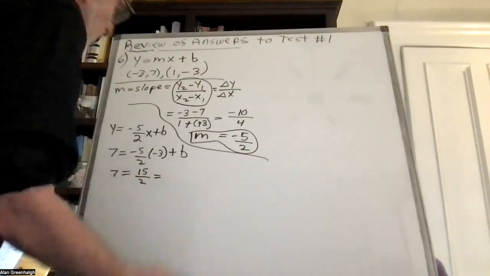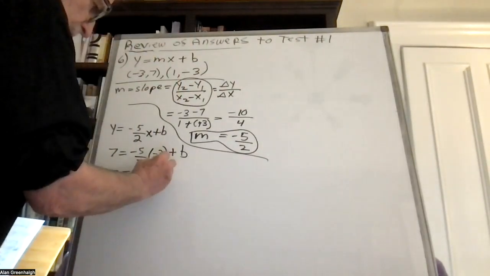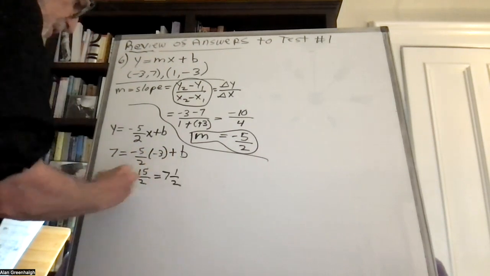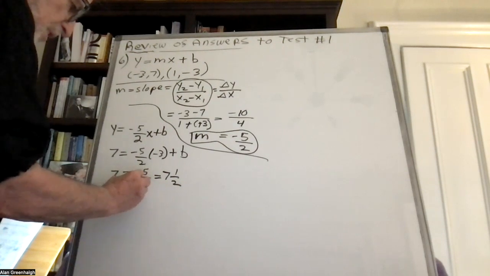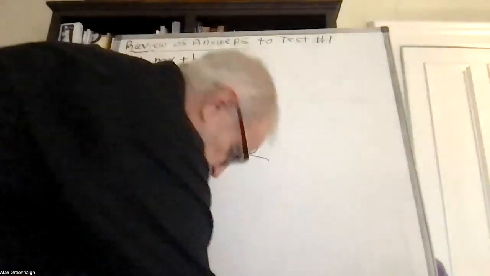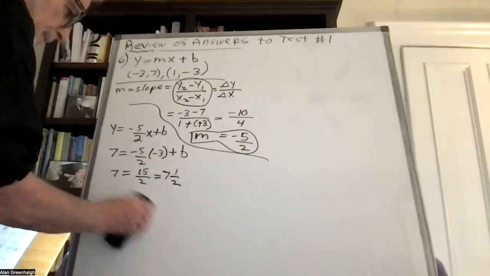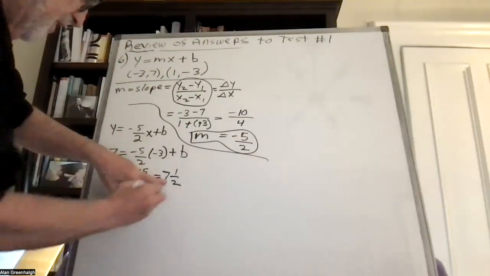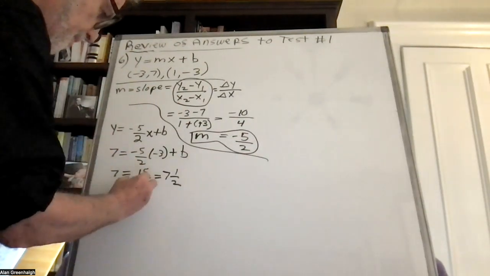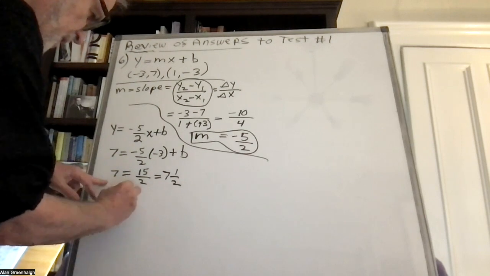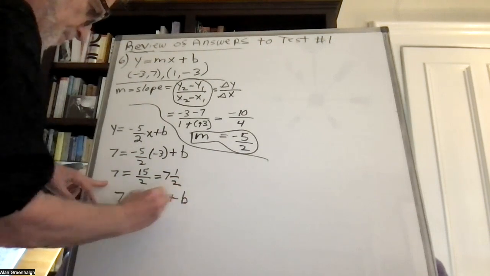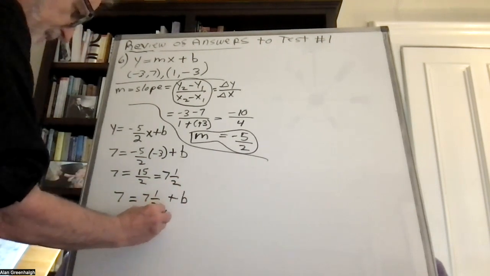Well, before I do that, 2 into 15 is 7.5. So b is equal to, so here it is. So 7 is equal to 7.5 plus b. Bring over the 7.5.